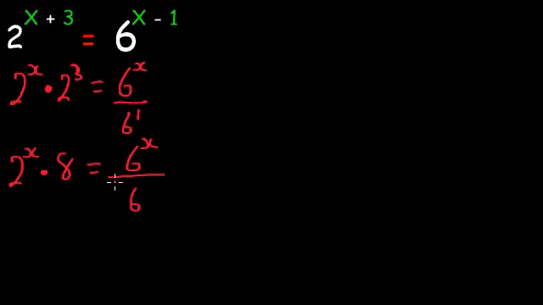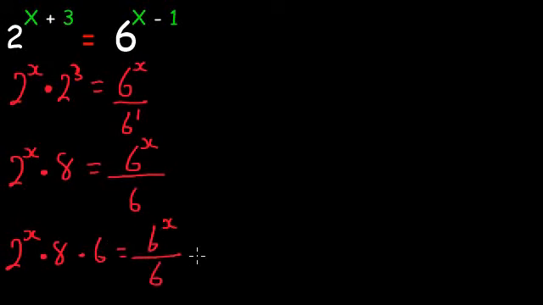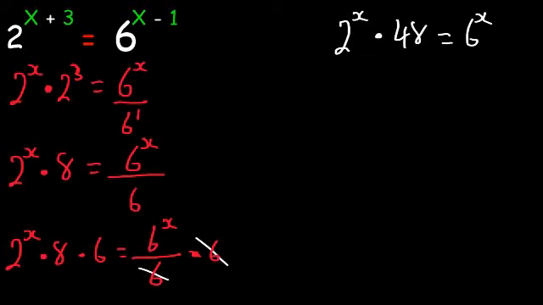Now what I'm going to do in this case, let's multiply both sides by 6, and therefore 2 raised to the power of x multiplied by 8 multiplied by 6 will now be equal to 6 raised to the power of x divided by 6 multiplied by 6. Now you notice that at the right hand side, those 6 are going to cancel out, and left over at the left hand side, 8 times 6 is simply 48, and therefore we can have 2 raised to the power of x multiplied by 48 to be equal to 6 raised to the power of x.